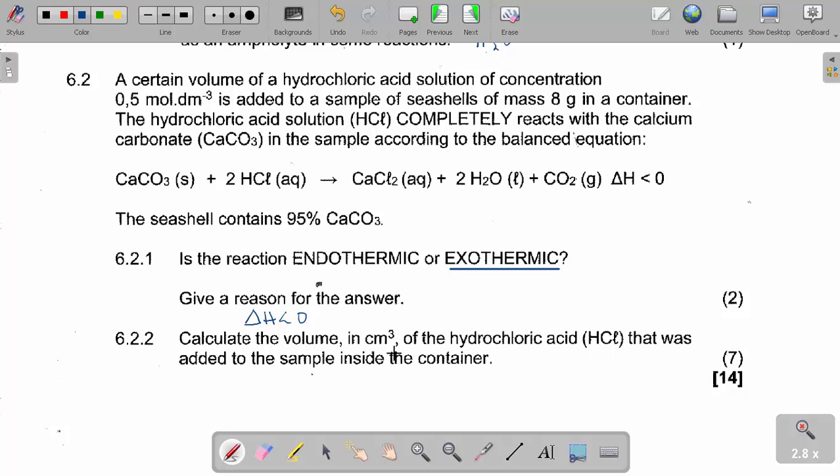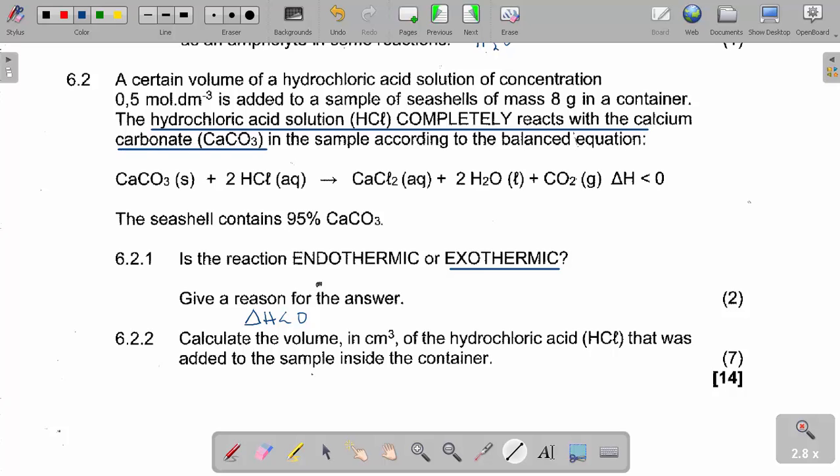Let's calculate the volume in cubic centimeters of the hydrochloric acid that was added to the sample inside the container. Now I want to find out the volume of HCl that was added to the sample inside the container. Note something: they said that the acid solution reacts completely with the calcium carbonate, which means all the calcium carbonate is consumed.